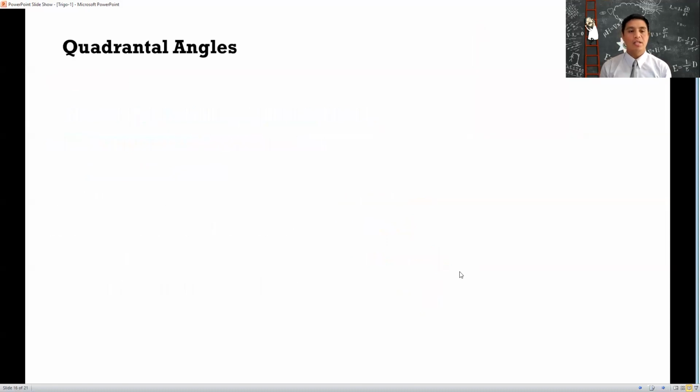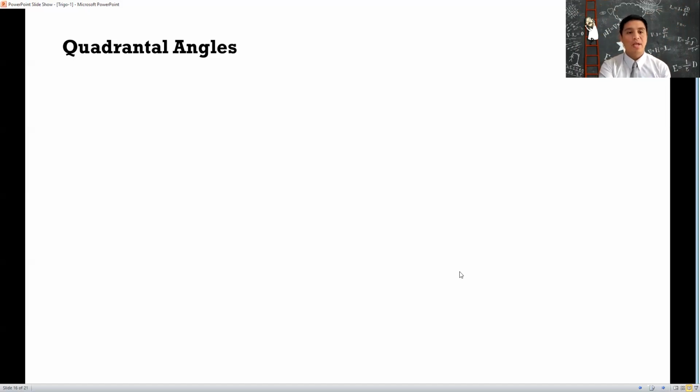Now let's go to the concept of quadrantal angles. Remember class, a Cartesian plane or an XY plane can be divided into 4 parts, which are called the quadrants. Starting from the upper right side, that will be quadrant 1. Then upper left side will be quadrant 2. Lower left side will be quadrant 3. Lower right side will be quadrant 4. Those are the 4 quadrants of the XY plane or the Cartesian plane.